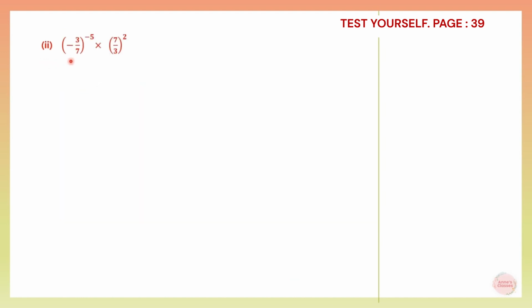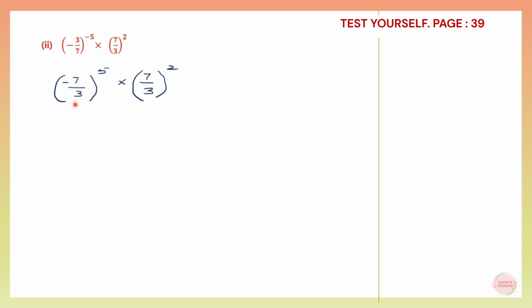Evaluate again. So here it is minus 3 by 7, the whole raised to a negative power, into 7 by 3 raised to the power of 2. Now here minus 3 by 7, since it's raised to a negative power, we can make it a positive power by writing the reciprocal of this. So what does this become? This becomes minus 7 by 3 raised to the power of 5 into 7 by 3 raised to the power of 2. Now here as you can see, this is minus 7 by 3, whereas this is 7 by 3.